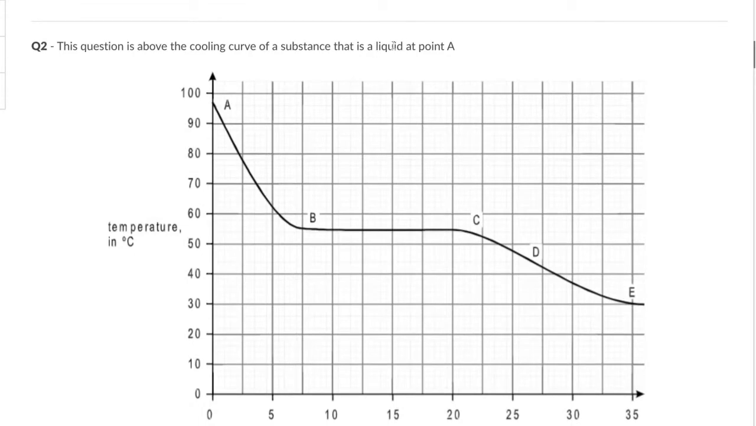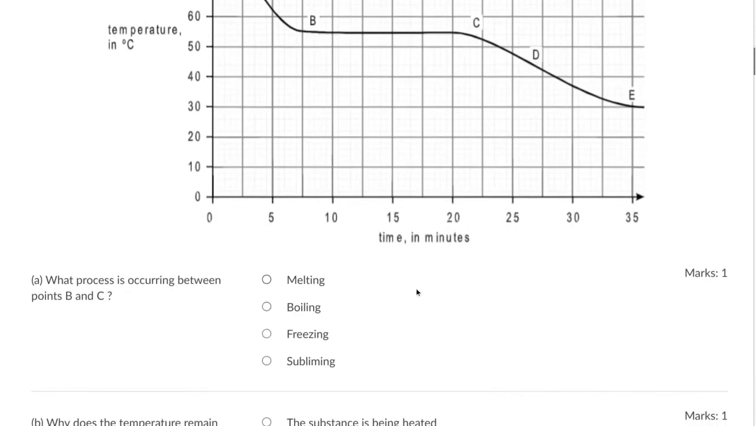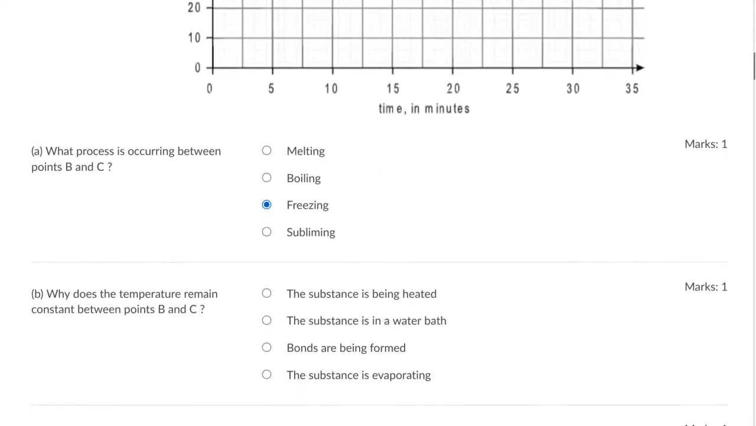It's saying that at point A this is a liquid, so as the liquid cools down, that change of state will be liquid into solid. So that will be freezing at that point. So it's changing state. It could have been condensation or freezing, depending on the state it was at A. But freezing is the answer to this one. And the temperature remains constant between those temperatures because it's undergoing a change of state.